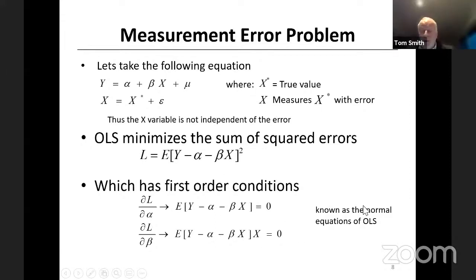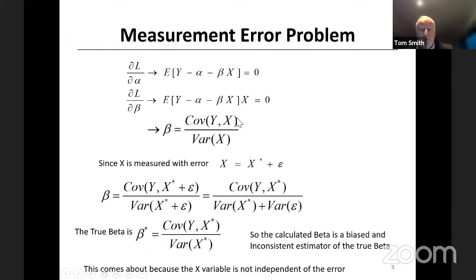So these are known as the normal equations of OLS. They define the alpha and the beta, because you can solve these two equations and you'll get the OLS estimates of alpha and beta. The beta equals covariance of y with x over the variance of x, and the alpha equals the mean of y minus the estimated beta times the mean of x.